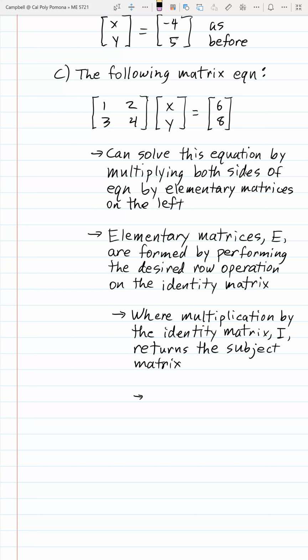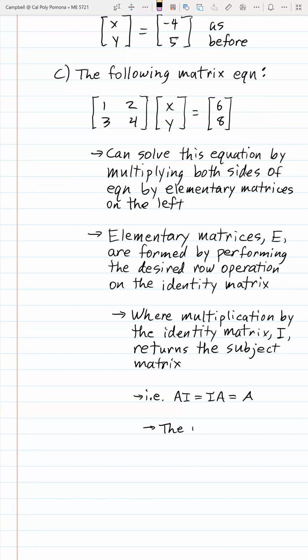Now, there's an interesting property associated with the identity matrix. A times I, it turns out it doesn't matter what side we multiply the matrix on by the identity. We can multiply it on the right side, on the left side. Either way, it returns the original matrix. And the identity matrix has a particular form.